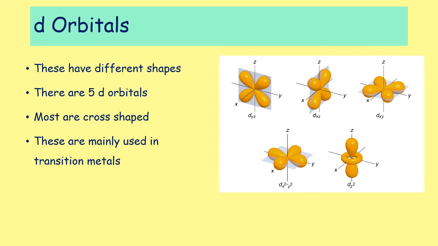Next we have the d orbitals. Now d orbitals are not all the same shape. You can see from the diagram on the right hand side that 4 of them are cross-shaped or X-shaped, but there is one which is called the dz squared, which looks like a p orbital except it's got a ring around the center. And that's what makes it different. So 4 of them are cross-shaped and one of them is a peanut with a ring around the middle. The d orbitals we'll come back to when you look at transition metals, because d orbitals are where the outermost electrons on transition metals are found.